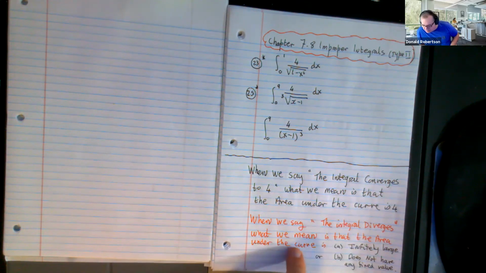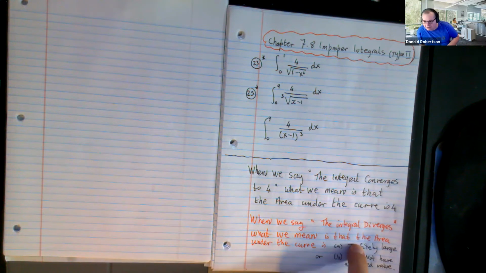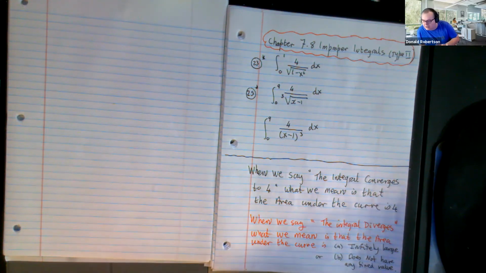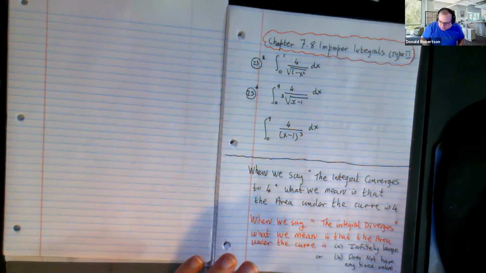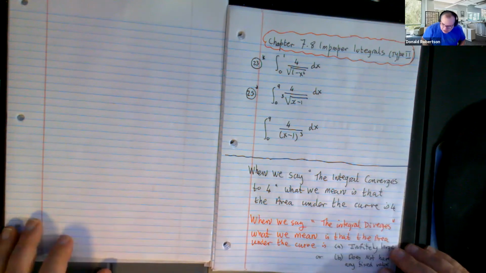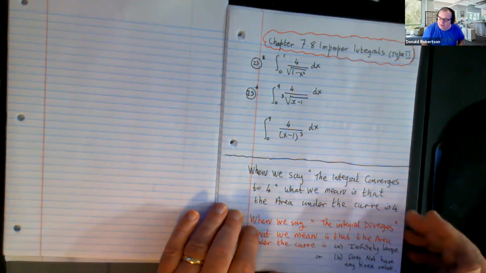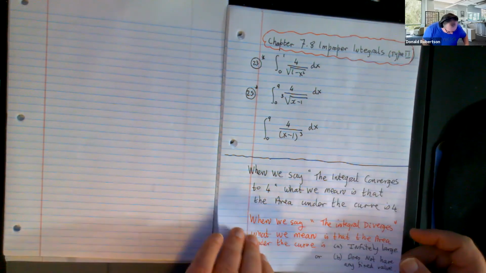However, when we say that the integral diverges, what we mean is that the area under the curve is either infinitely large, right? Its area is infinite, or it doesn't have any fixed value. In other words, the area under the curve can't be made into a number. It keeps bouncing up and down and changing values. Sin x would be a good example of that if you were doing a type 1.